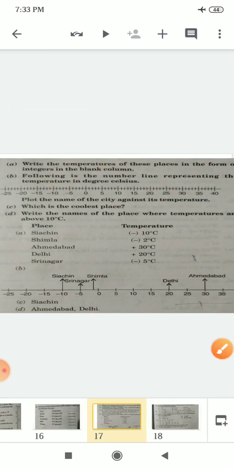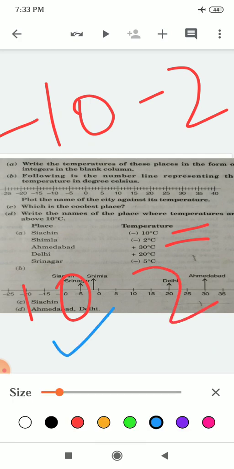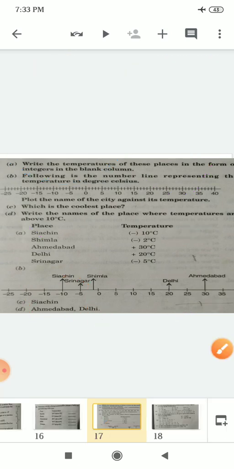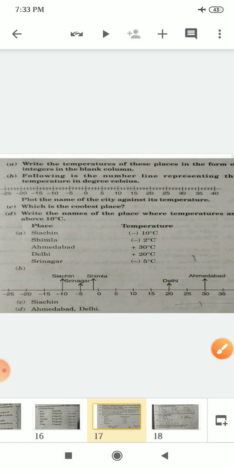So for this question number C, we have two negatives here, that is minus 10 and minus 2. If I am talking about 10 and 2, 10 is the greatest. But if I am asking minus 10 or minus 2, minus 2 will be the greatest number. So Sachin is the coolest place. Next, write the names of the places where the temperature is above 10 degrees Celsius. Where is it above 10 degrees Celsius? You can see here 20 and 30. 20 is Delhi and 30 is Ahmedabad.